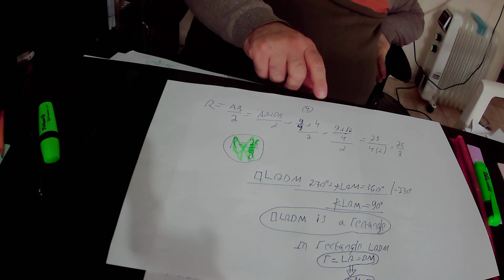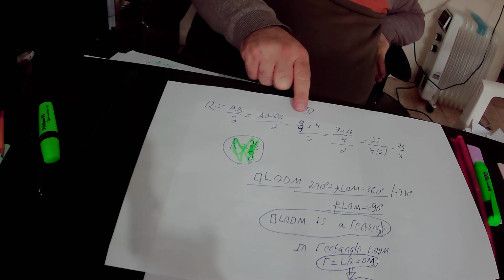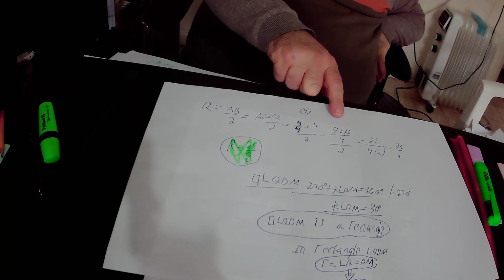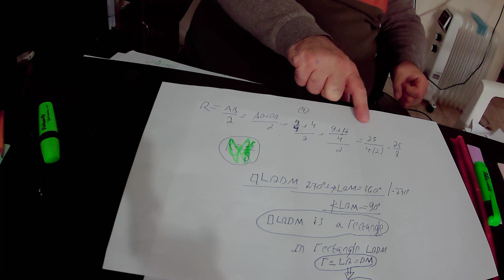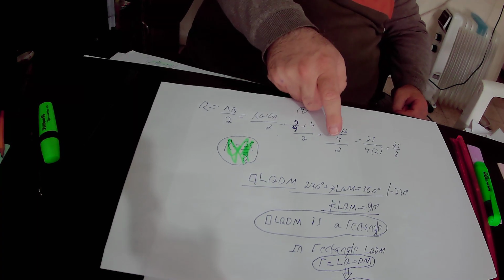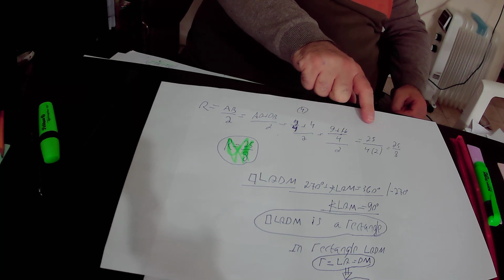Here we multiplied 4 by 4 and then we divided by 4 in order to have a common denominator with 9 over 4. So here 4 times 4 is 16, plus 9, over 4, over 2. 9 plus 16 is 25. 25 over 4 over 2. So 2 moves to the denominator. So in conclusion, we found out that R equals 25 over 4 times 2. 4 times 2 is 8.